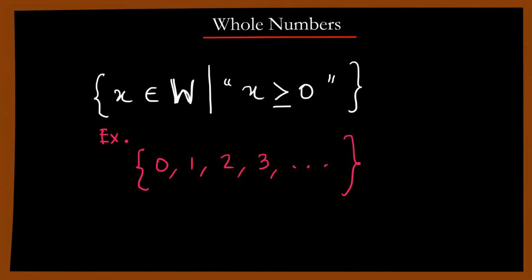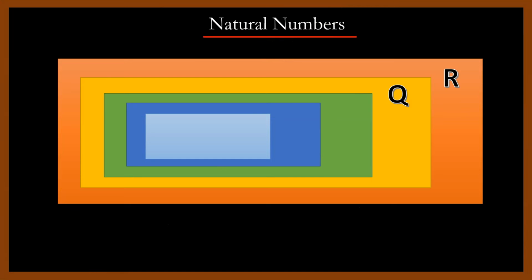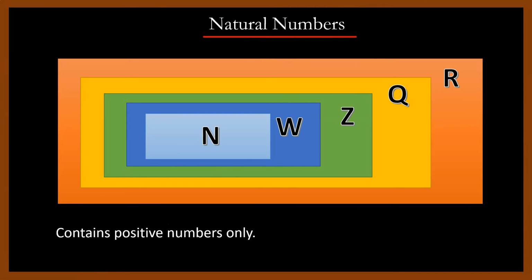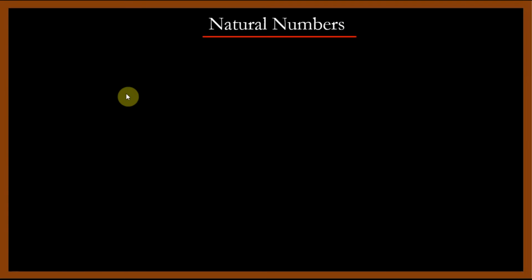The whole number set has a subset called natural numbers, or counting numbers, that we use in our everyday life. Note that the whole numbers are themselves a subset of integers and rational numbers. The set of natural numbers is denoted with the letter N, and in set builder notation it is the set of all numbers that are greater than 0, and we can write it as x in N such that x is greater than 0.